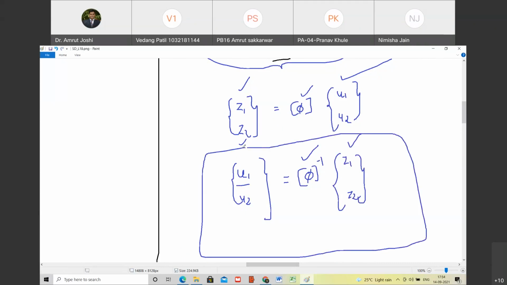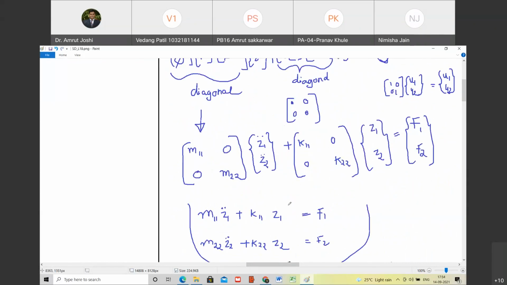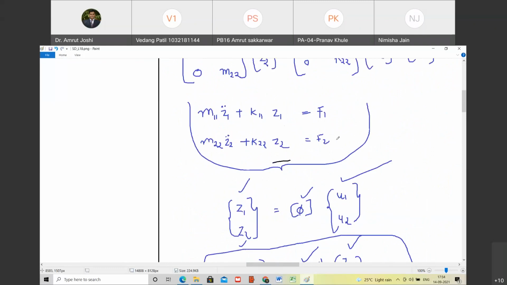I have got u1 of t and u2 of t just by solving two single degree of freedom systems in a different coordinate system. Happy? Yes, sir. So let me summarize, and then we will stop for today. I will show these calculations tomorrow.